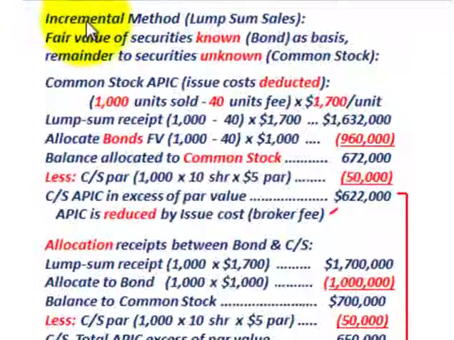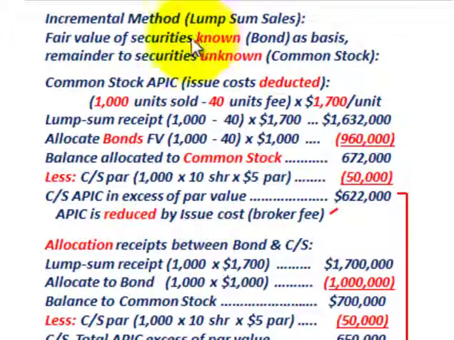In this case, we have to use this incremental method for this lump sum sale, because this is what we know. The fair value of the securities known here is going to be our bond as our basis. The remainder is unknown, so we're going to have to determine that. The remainder of this unknown amount on this lump sum sale is allocated to our common stock. We know what our bond amount is, but we have to allocate the difference of our lump sum sale to our common stock.